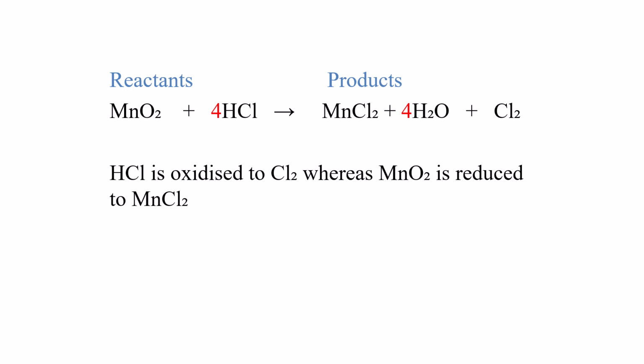In this example, you can see manganese oxide reacts with hydrochloric acid to give manganese chloride plus water plus chlorine. Here HCl is oxidized to chlorine, whereas MnO2 is reduced to MnCl2. That is, manganese oxide gets reduced to manganese chloride.